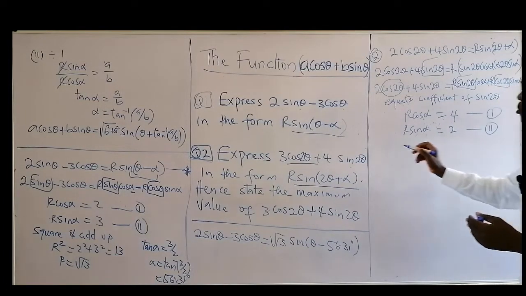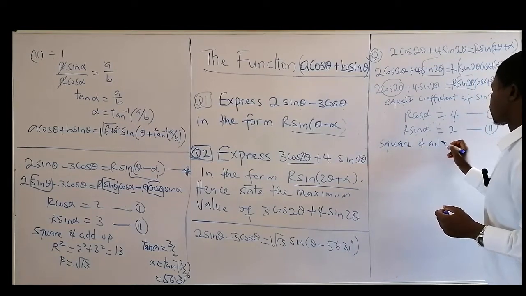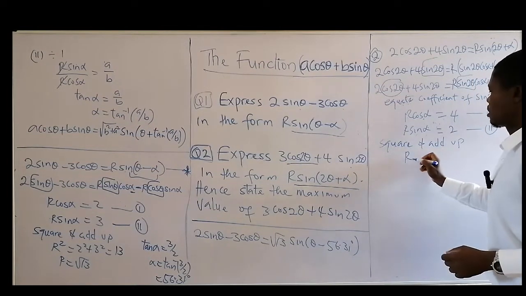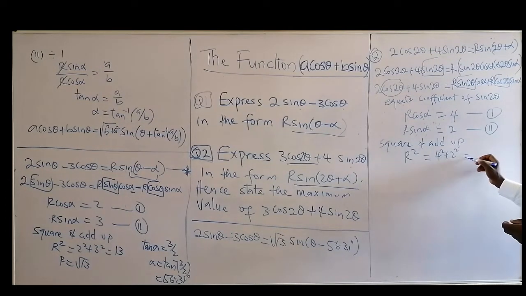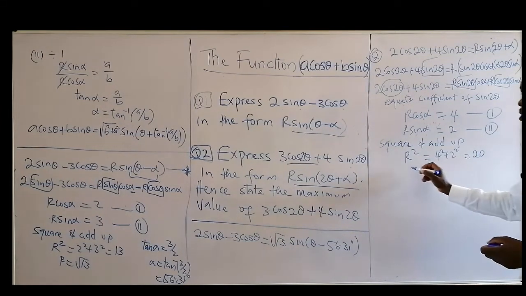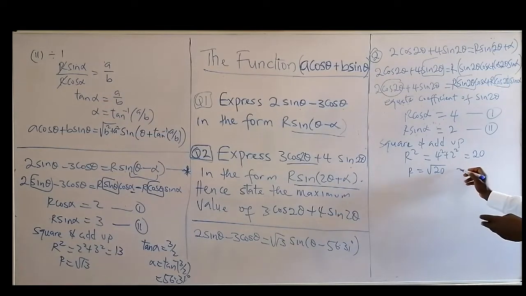Then square the equations and add up. So that will be equal to r squared, and this will be equal to 4 squared plus 2 squared. 4 squared is 16 plus 4, that's 20. So r is root 20, which is equal to root of 4 times 5, that's 2 root 5. Okay, we've gotten that. Can we also get the angle?